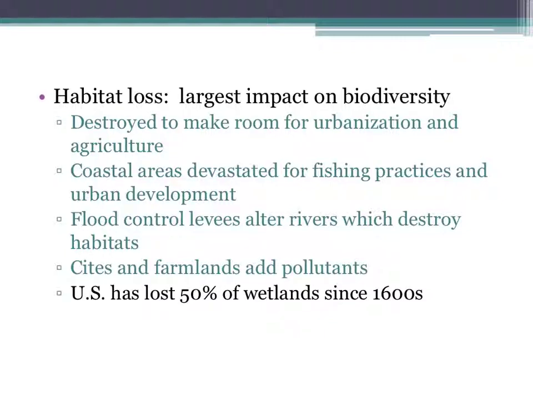Habitat loss, we'll talk about a little bit more when we get down to things like extinct species and endangered species, but it's really the largest impact on biodiversity. Again, if we destroy those wetlands, which have high NPP, we're actually going to take away the home for a lot of creatures. A lot of times we do destroy them to make room for urbanization and agriculture because they're very fertile areas. Coastal areas are devastated for fishing practices and urban development, so we tend to raise fish purposely in a process called aquaculture.